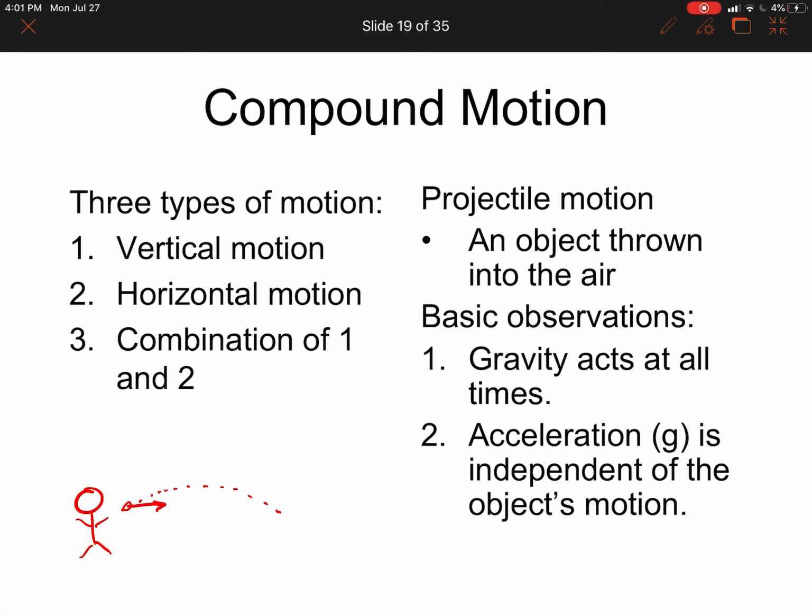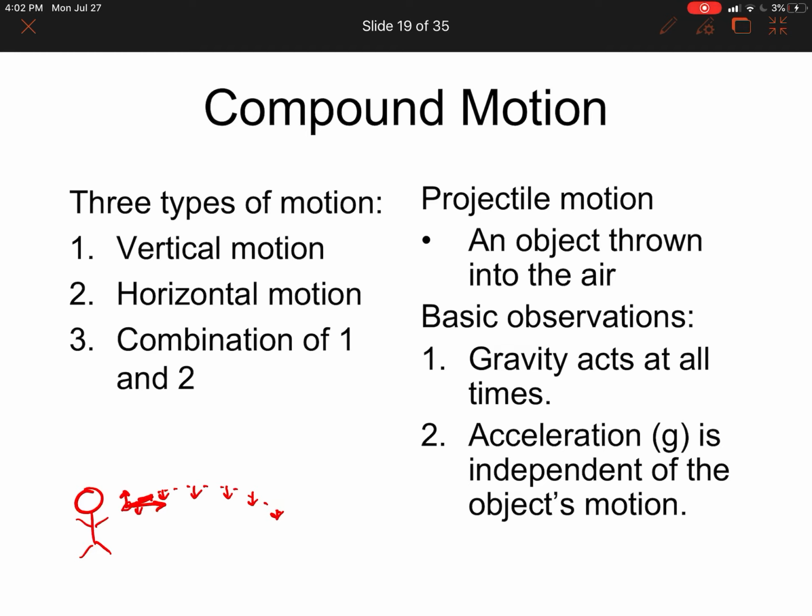So it's going both this way and this way, and it kind of makes this net force at this angle, which is a projectile motion. Some things you need to consider at all times is that gravity is acting on it, and that the acceleration is independent of the object's motion. So gravity is always going to be pulling down on this, right? No matter what.